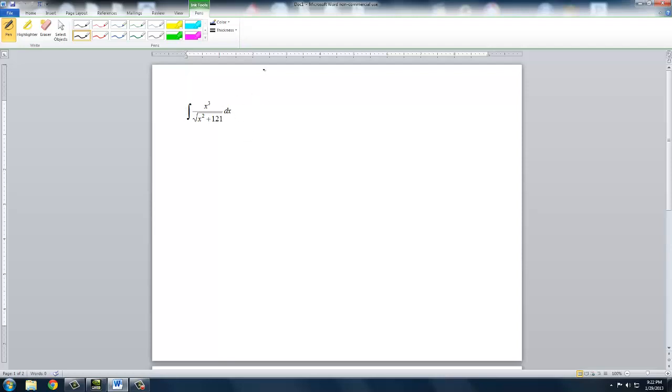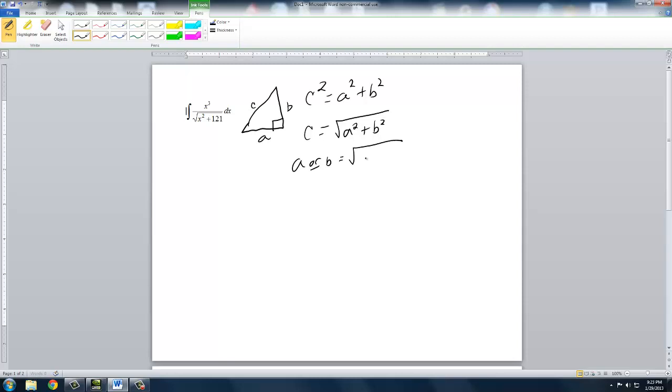The first concept we're going to work on with a trig substitution is how the triangle is going to set up. When you have the square root of x squared plus 121, we know that if this side is a, this side is b, and this side is c, then c squared is equal to a squared plus b squared. Therefore c is equal to the square root of a squared plus b squared. Any of the legs, be it a or b, would equal the square root of c squared minus a or b squared, depending on which one you're solving for.